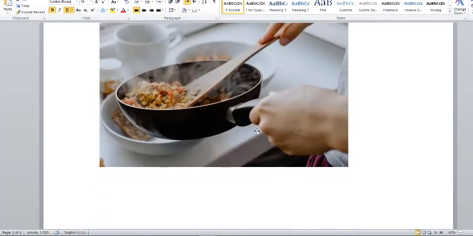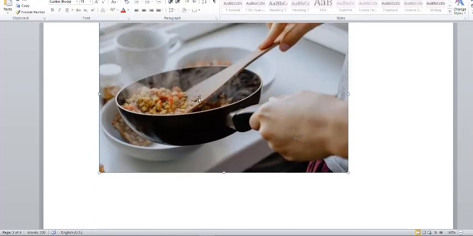We have a picture here. This pan is very hot. That is why this man is using a plastic handle, so that his hand does not burn. If this is not plastic, if it's metal, his hands will burn.